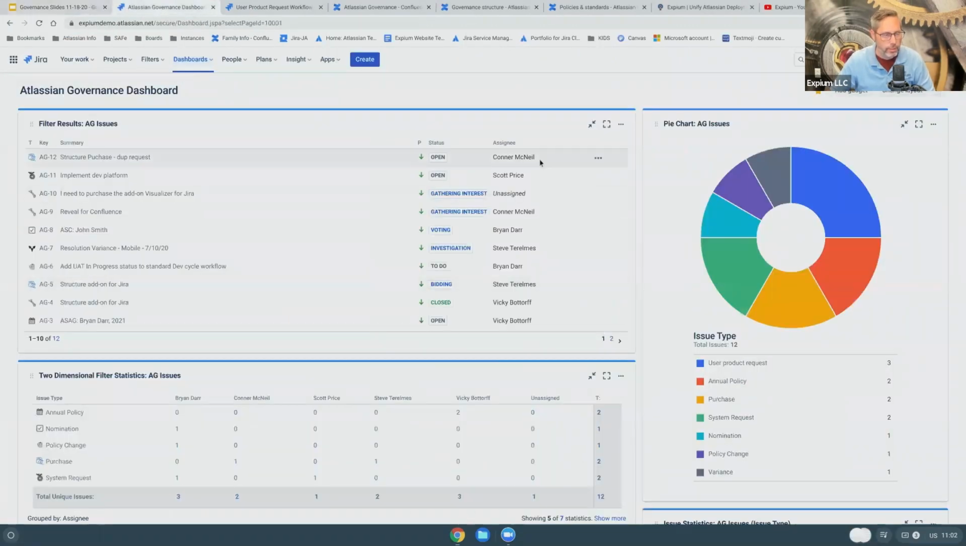This is Jira. If you are familiar at all with the Atlassian ecosystem, you're familiar with Jira. And in this particular instance of Jira, we have built out a governance dashboard that is a way of tracking all of the different governance requests, activities, and things that are happening on a form of gadgets, so that we can see where things are, who's working on what, why things are where they are, and so forth.